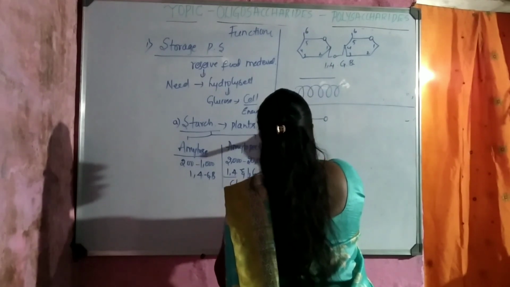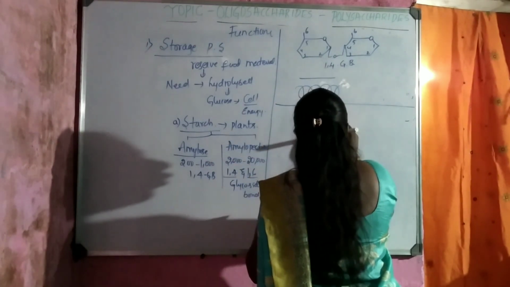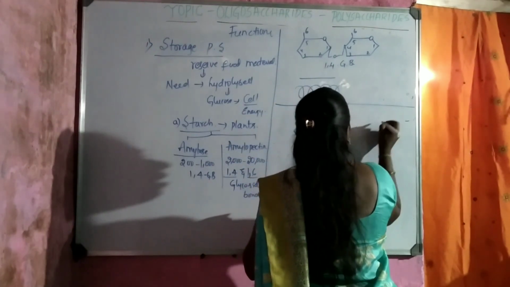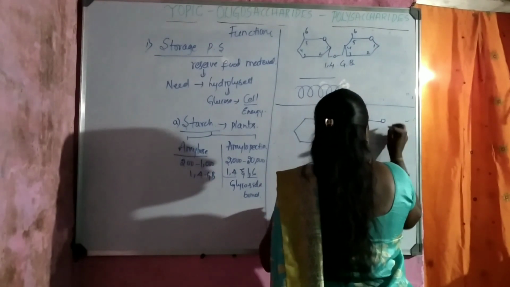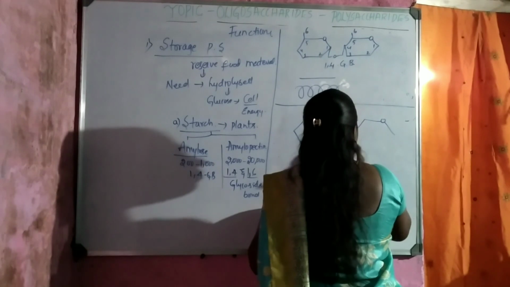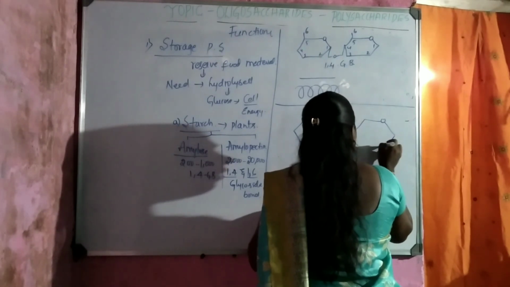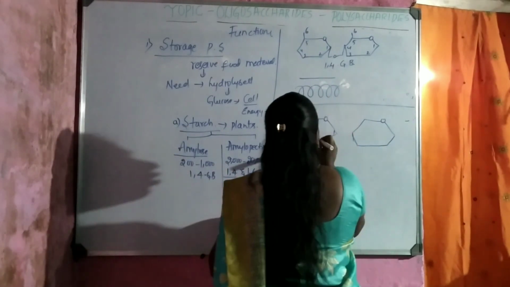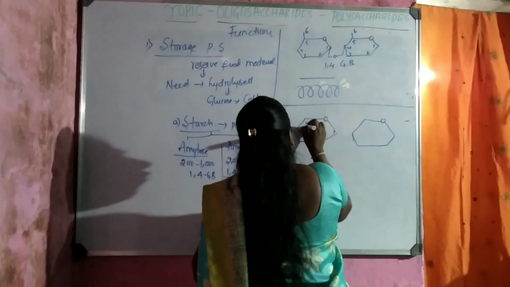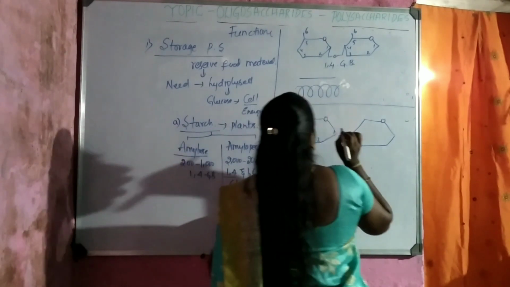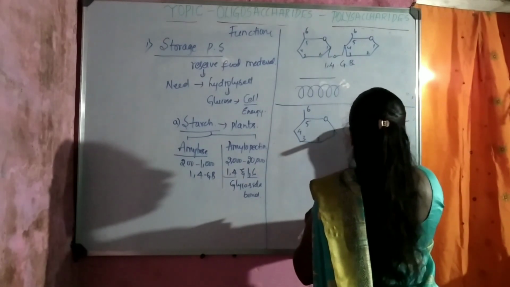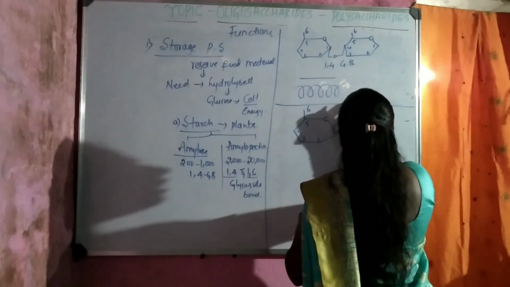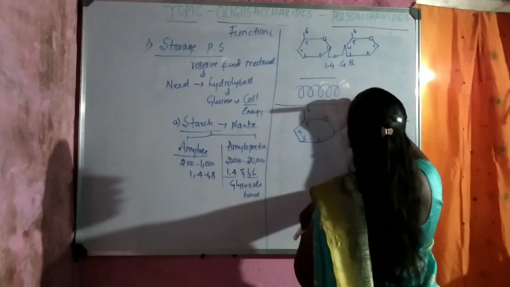The same thing. I am writing two sugar units, that is glucose, as an example here. The same follows: 5 carbon atoms are found inside the ring, 1, 2, 3, 4, 5, and the 6th is on the outside. The same with the other: 1, 2, 3, 4, 5, and the 6th will be found outside the ring.